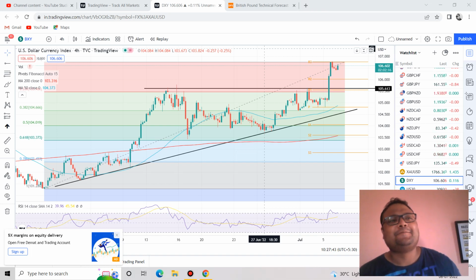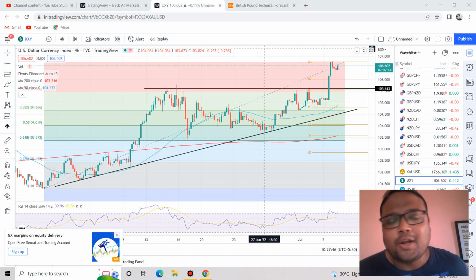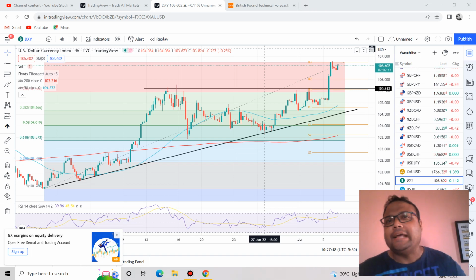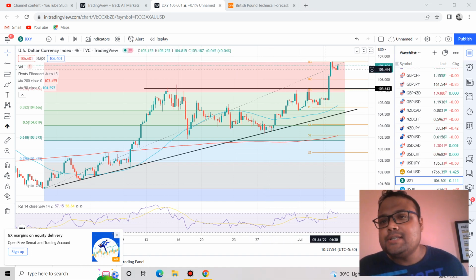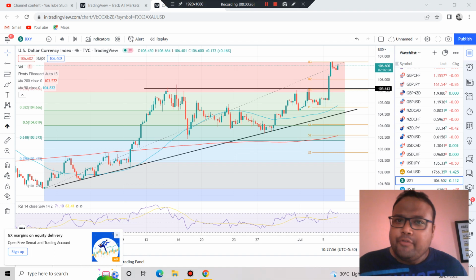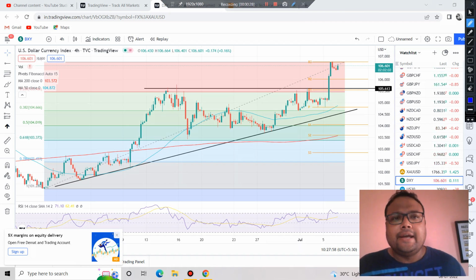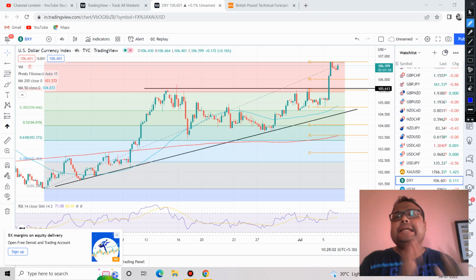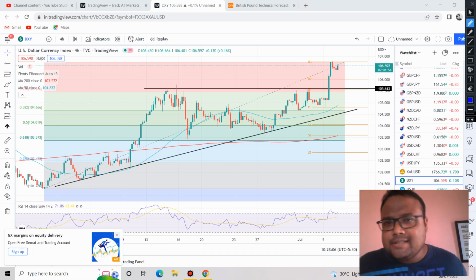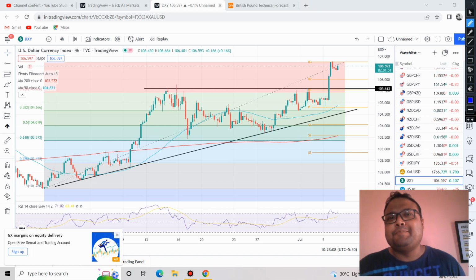So let's get started. This is the forecast chart of the US dollar currency index, DXY, and as you all know, the DXY was unstoppable yesterday and right now is trading at 106.60. If you have watched my previous videos, then we were ready for this up move, because I have been discussing in detail for the last couple of days that we have an ascending triangle pattern and there's a high chance of the market breaking resistance and going up.